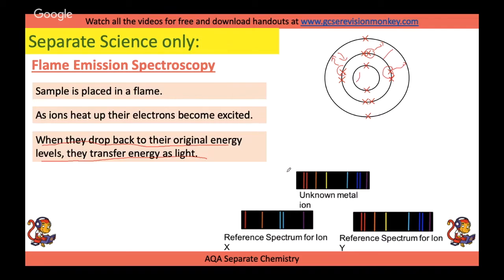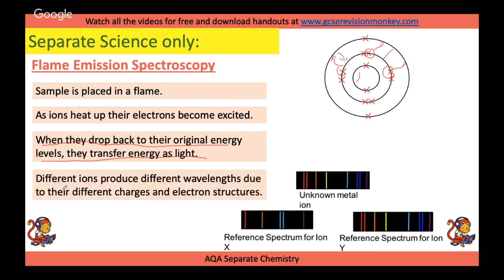When they do that, you will have these spectra created because different metal ions produce different wavelengths of light due to their charges and electron structures being different. So every metal atom is different. It will have a different arrangement of electrons, different number of shells, different number of electrons in the outer shell. So it will produce a unique spectrum like so. And that will help you identify a metal.